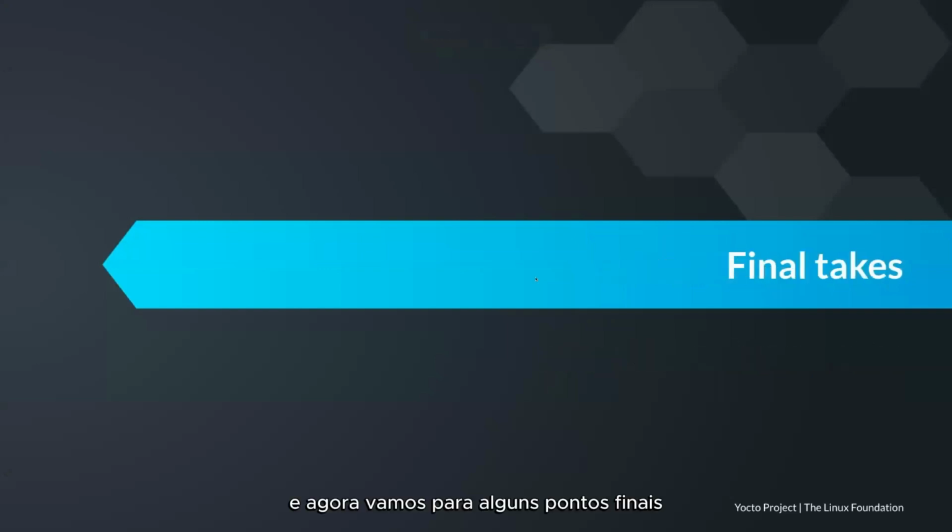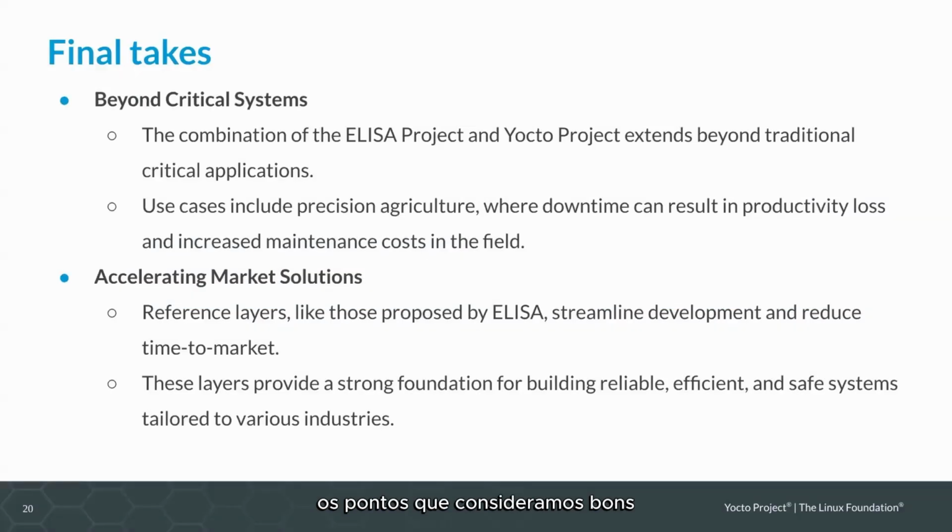And for now, some final takeaways about the demo, and also about ELISA with Yocto, what we consider good things. I will start, and I will ask Bruna to give her points too. One thing that we considered very interesting about ELISA and the standard they are proposing is that we can extend the application, the use case, to other applications. Here in Brazil, we have many equipments on the agriculture side, precision agriculture. This is not a critical safety application use case, but if you look at this application with safety in mind, maybe we can reduce downtime of one equipment.